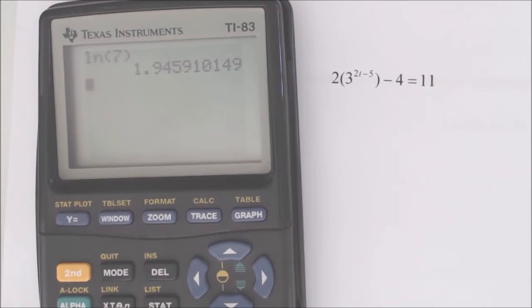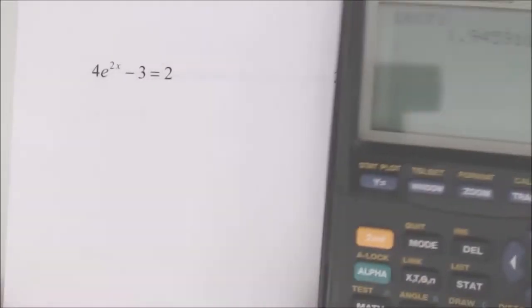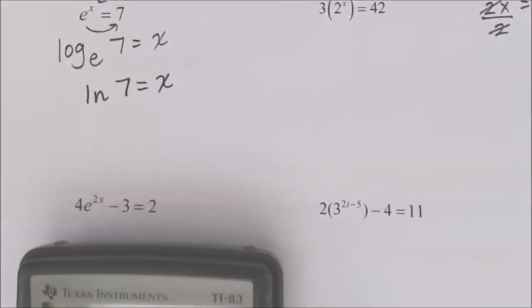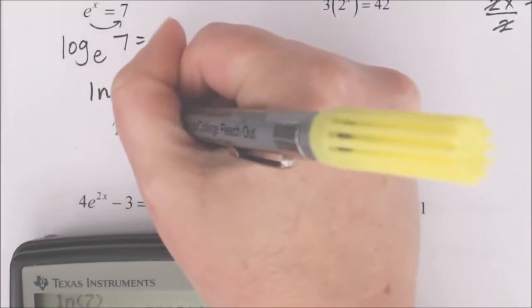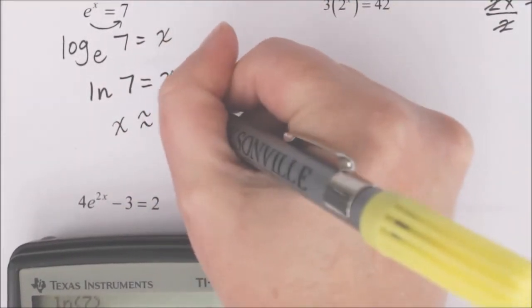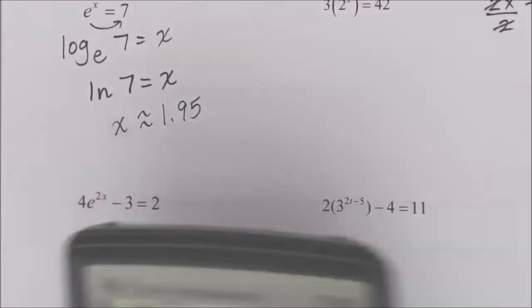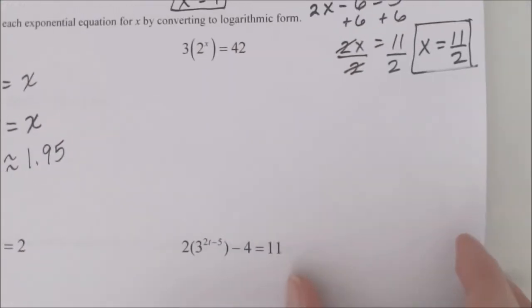So pay very close attention in my math lab to how they tell you to write the answers. If they say to write it as a decimal and round it to 2 decimal places, make sure you round it correctly, otherwise they might mark it wrong. So if we were to put a decimal answer down for this, then we would say x is approximately equal to 1.95, and that would be our answer. Okay, let's try the next one.